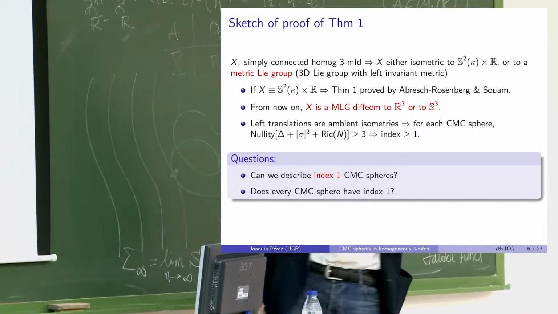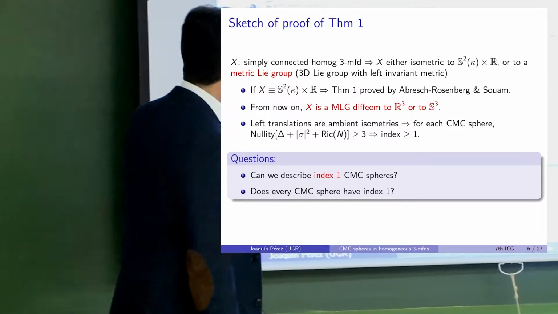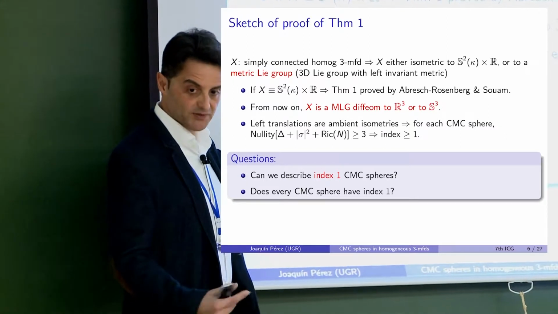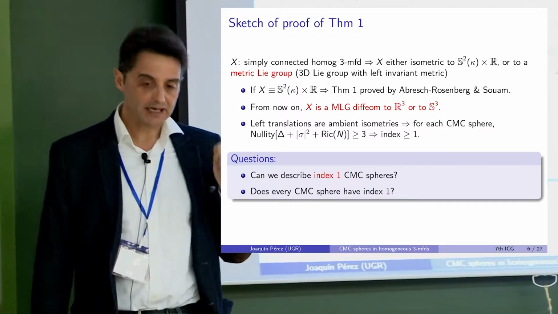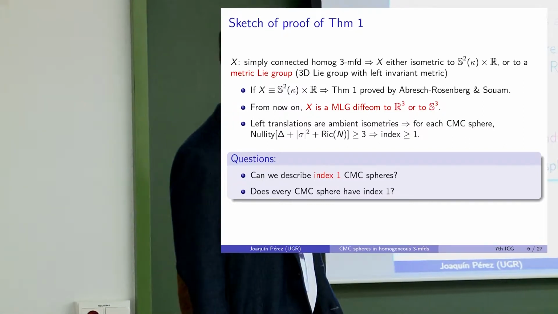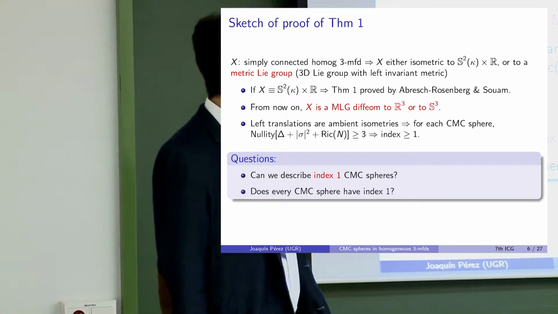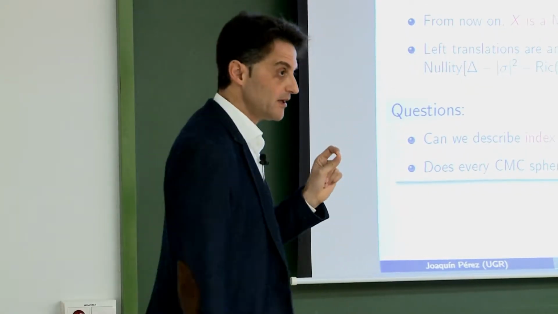I'm going to use this a couple of times, okay? So that means that I can produce 3 linearly independent Jacobi functions on your sphere, 3 because you have this dimension in the Lie algebra, okay? Which means that the multiplicity of 0 as an eigenvalue of the Jacobi operator is at least 3. I don't know if it is 3 or more, but at least 3.